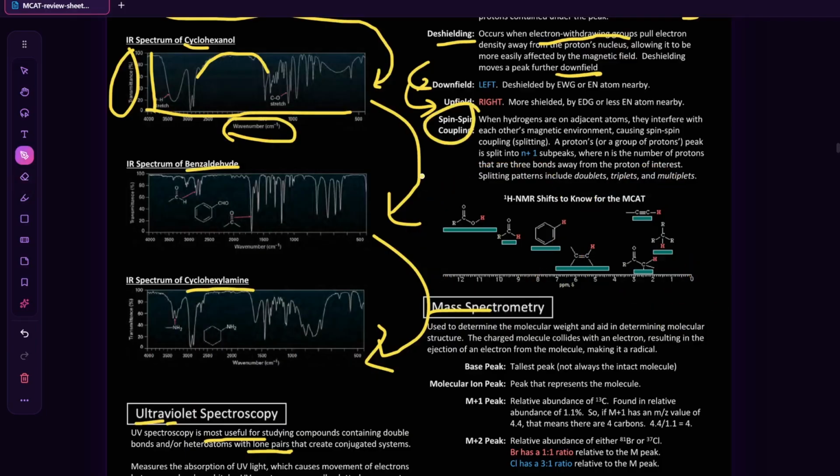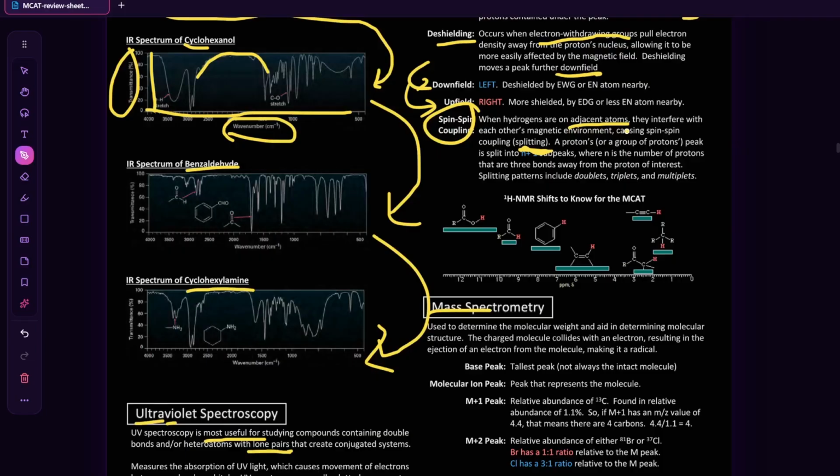Now for spin-spin coupling. Spin-spin coupling is when hydrogens sit on adjacent atoms, and they interfere with each other's local magnetic environment, splitting each other's peaks. So that's spin-spin coupling. A proton peak splits into n+1 subpeaks, where n is the number of protons 3 bonds away from it, and that gives you the familiar doublets, triplets, and multiplets.